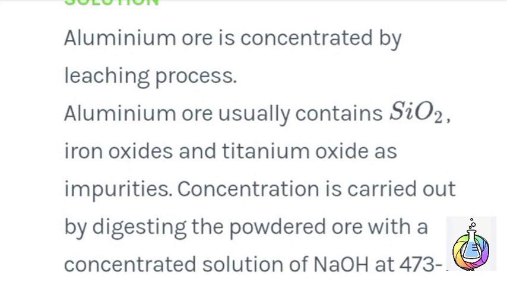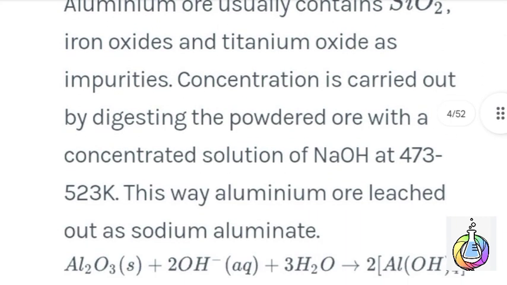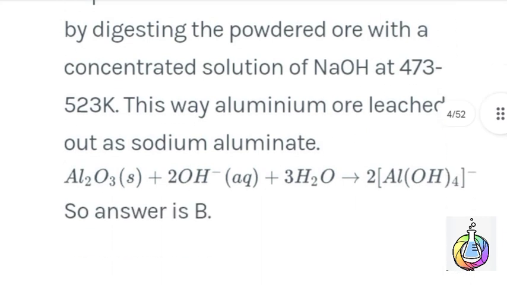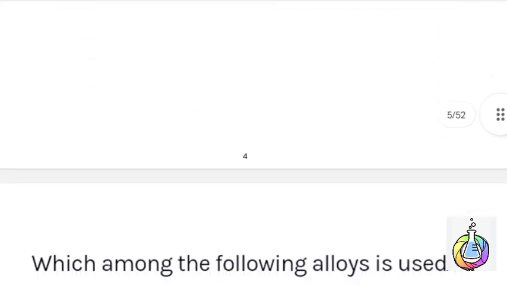Aluminium ore usually contains SiO2, iron oxide and titanium oxide as impurities. Concentration is carried out by digesting the powdered ore with a concentrated solution of NaOH at 473 to 523 kelvin. This way, aluminium is leached out as sodium aluminate: Al2O3 (solid) plus 2OH negative (aqueous) plus 3H2O gives 2[Al(OH)4] negative. Therefore, option B is the correct answer for this question.